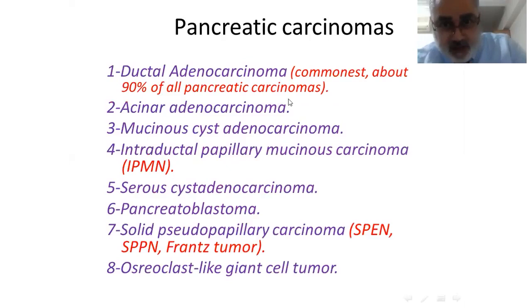Pancreatic carcinoma may be acinar adenocarcinoma, mucinous cystadenocarcinoma, intraductal papillary mucinous carcinoma, serous cystadenoma, pancreatoblastoma, solid pseudopapillary tumor, Spen or Frantz tumor, and the rare osteoclast-like giant cell tumor.